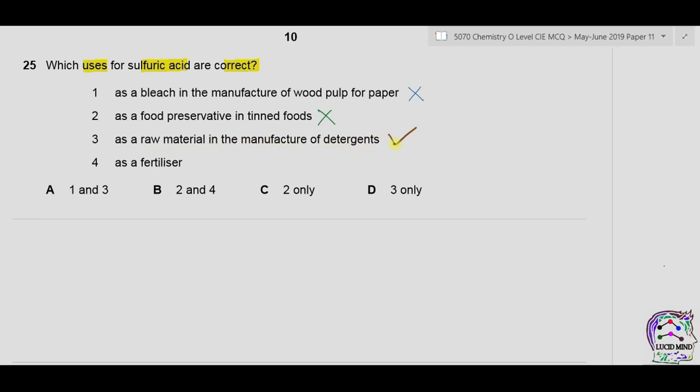This is true because sulfuric acid can be used to make detergents. 4, as a fertilizer. Now sulfuric acid is not directly used as a fertilizer, it is used for the manufacture of different fertilizers. As only option 3 is correct, therefore the answer is D.